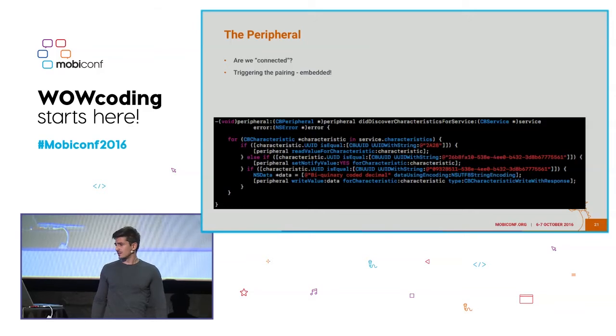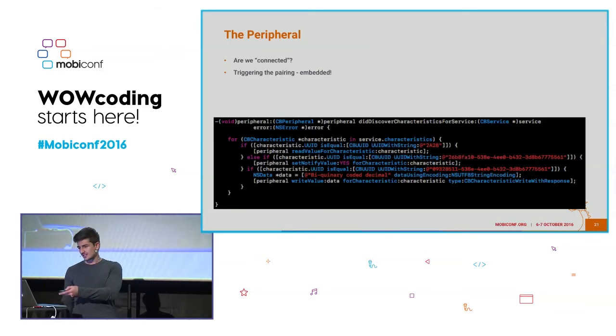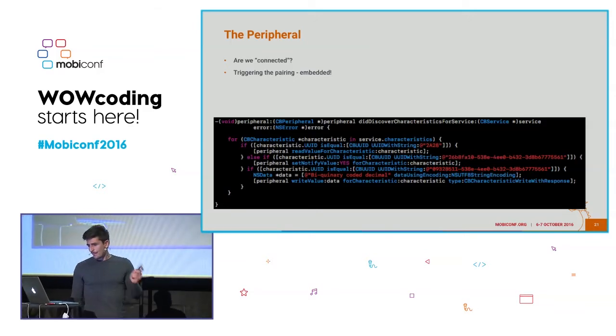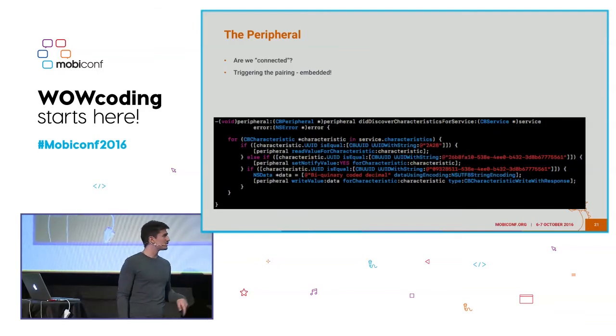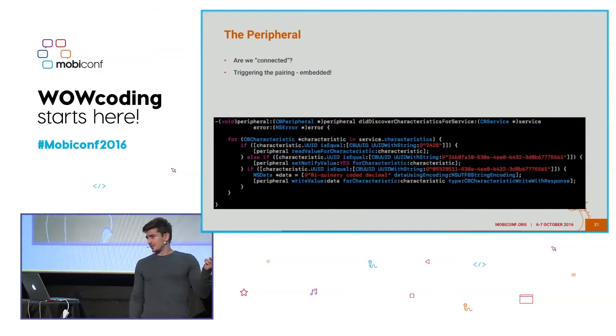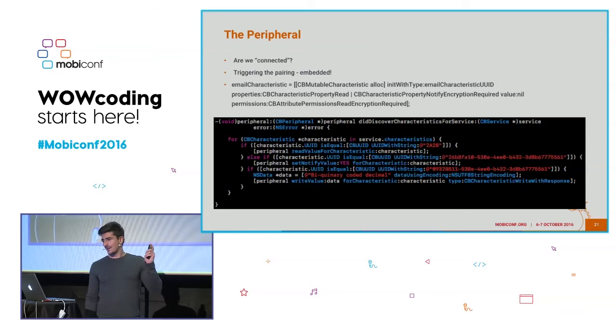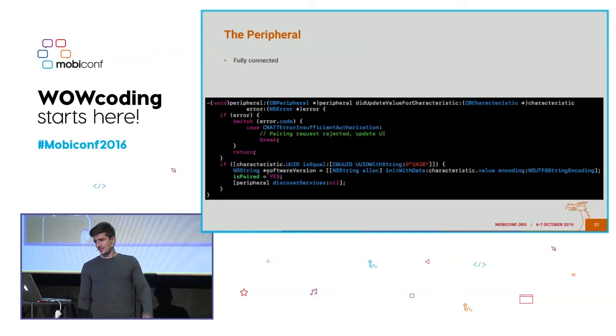We're trying to discover, we discover the characteristics, and you see that when we compare against 2828, that's the software version, we're trying to read its value. And then what's going to happen? We're fully connected.